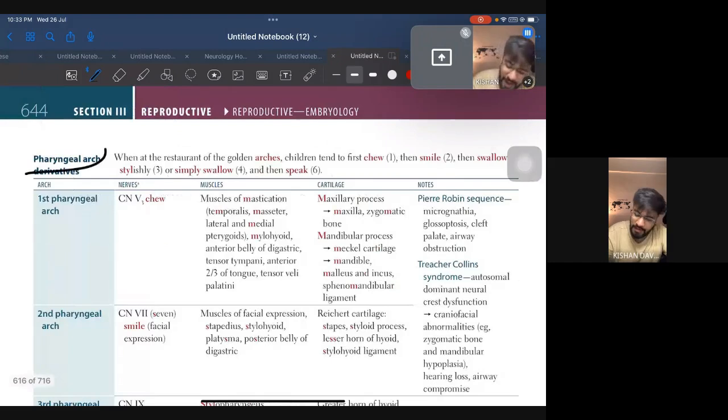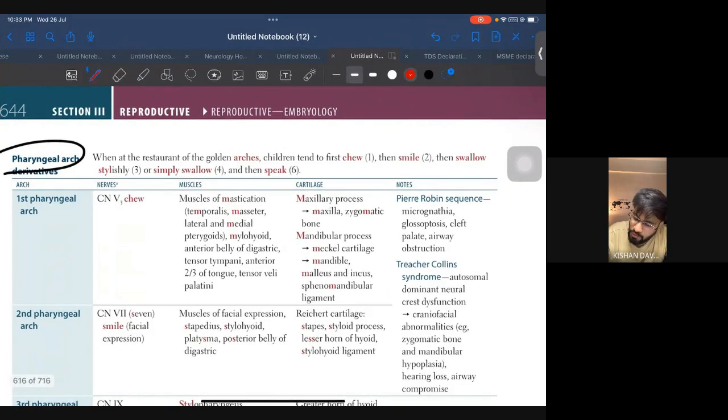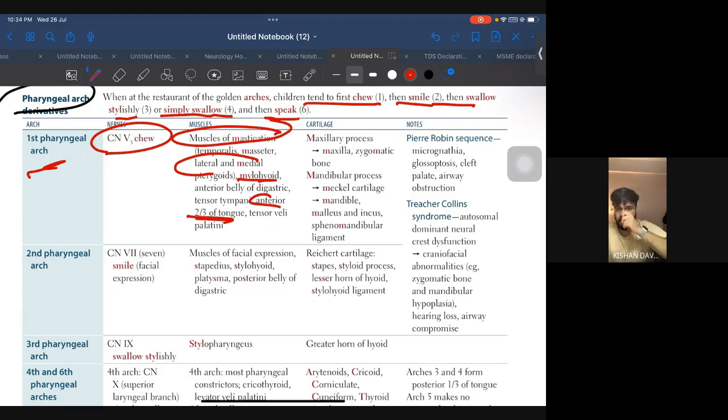Coming to pharyngeal arch derivatives. They have already given this rhyming line: Children tend to first chew, then smile, then swallow stylishly, or simply swallow and then speak. These are the hints. First pharyngeal arch is supplied by the third branch of the trigeminal nerve, meaning muscles of mastication: lateral and medial pterygoid, mylohyoid, and another thing is the anterior two-third of the tongue. We saw all the tongue supply in the CNS. You will have to remember all of these.